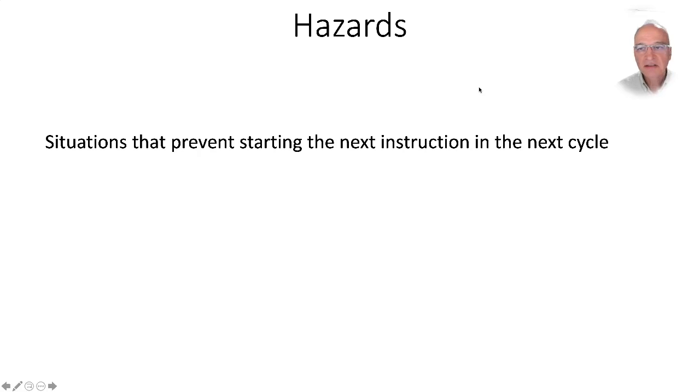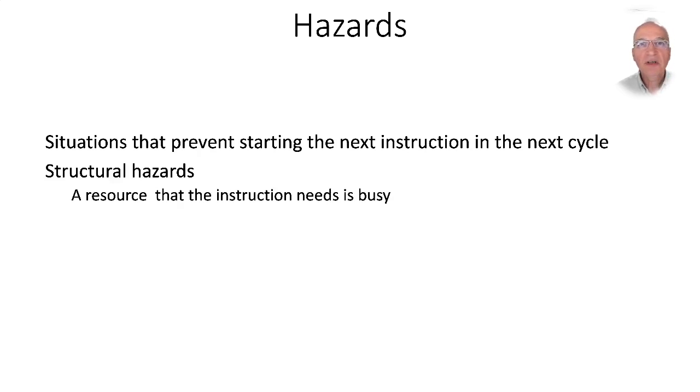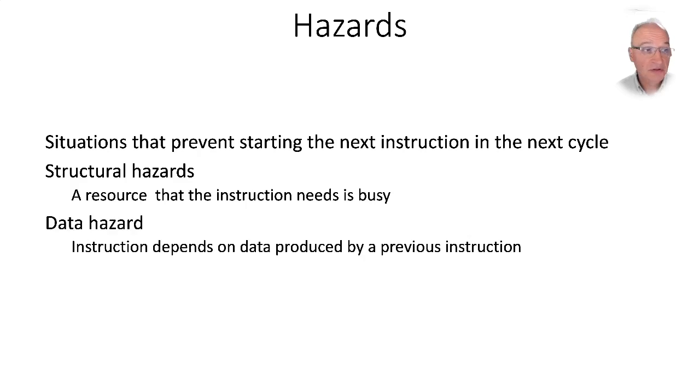So what are the hazards that we need to be concerned about? There may be situations that will prevent the starting of the execution of the next instruction in the next cycle. And these situations may happen for different reasons. There are three different reasons where this could happen. The first is called a structural hazard. A structural hazard is when a resource is needed, but the resource is busy at that point. The processor cannot start the execution of the instruction because it doesn't have the resource.